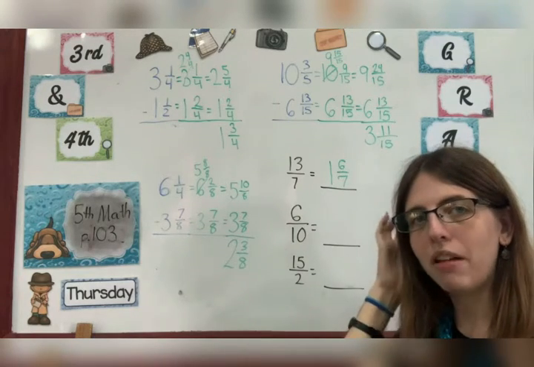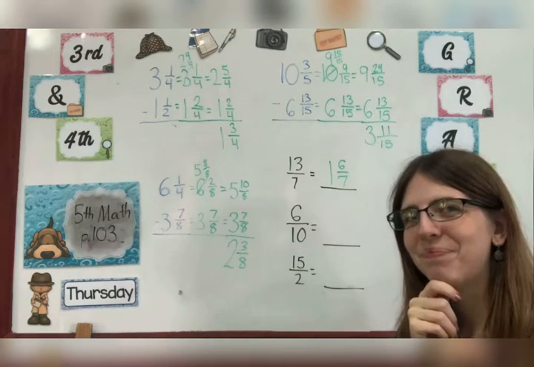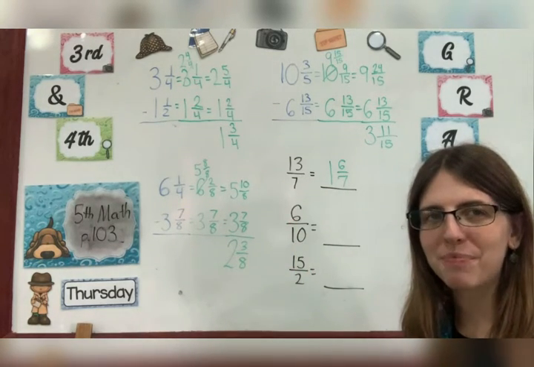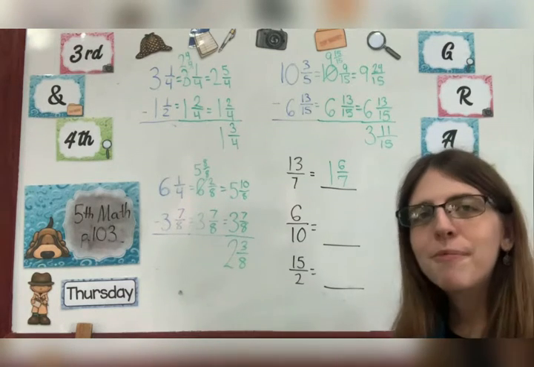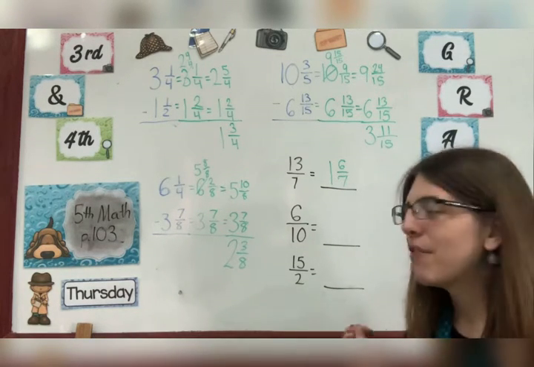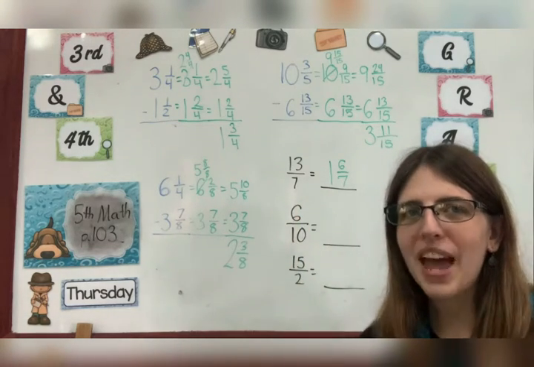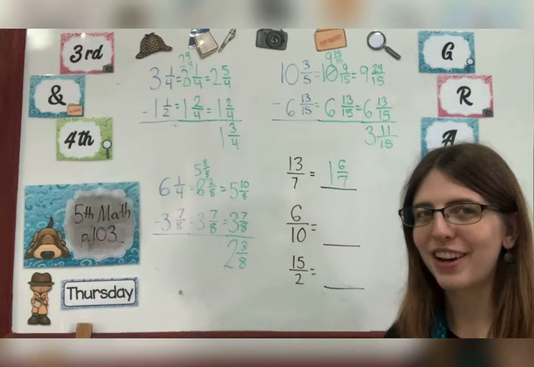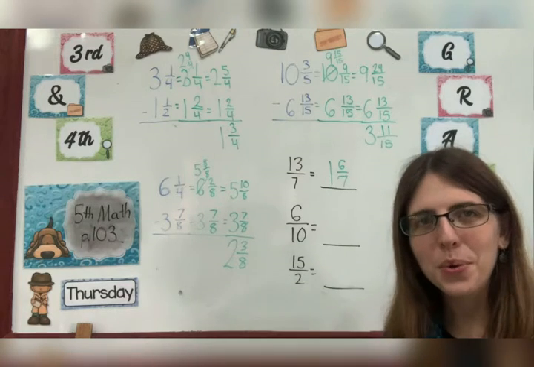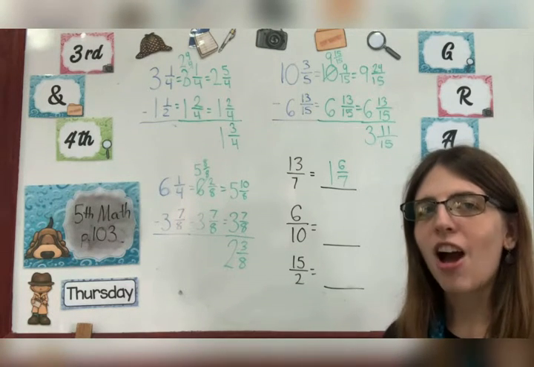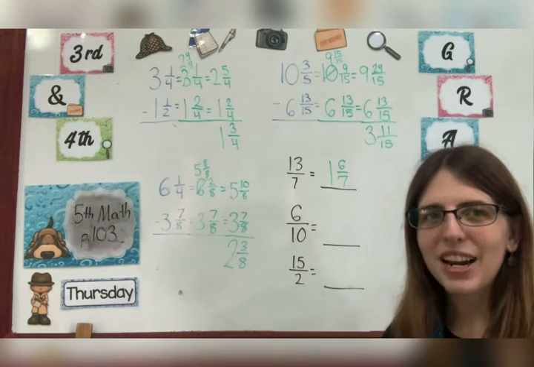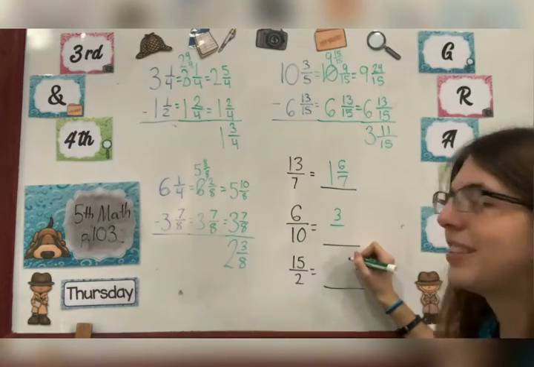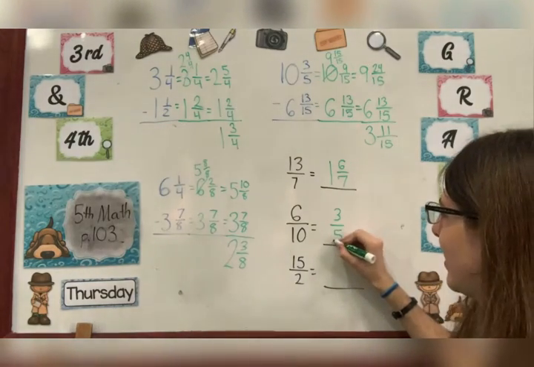All right, 6/10. Tell me, is it proper or improper? Proper, because the number on top is smaller than the number on the bottom. So I need to reduce. I need to find the greatest common factor for 6 and 10. What would that be? Did you figure it out? It's 2. So now I divide the top and the bottom both by 2. 6 divided by 2 is 3. Very good. 10 divided by 2 is 5. Yes. And there you are.